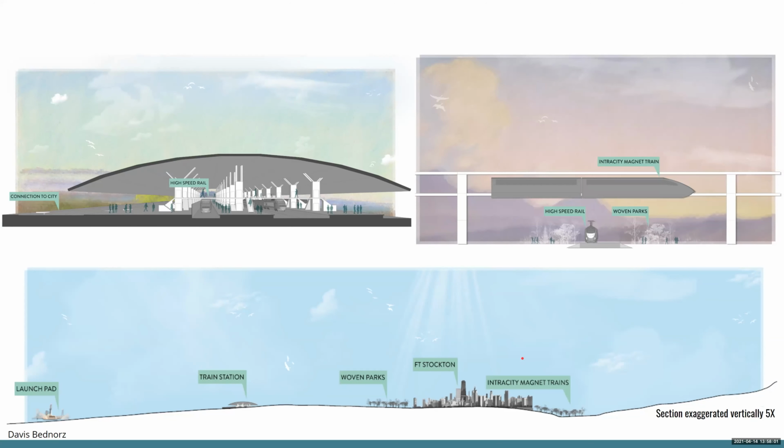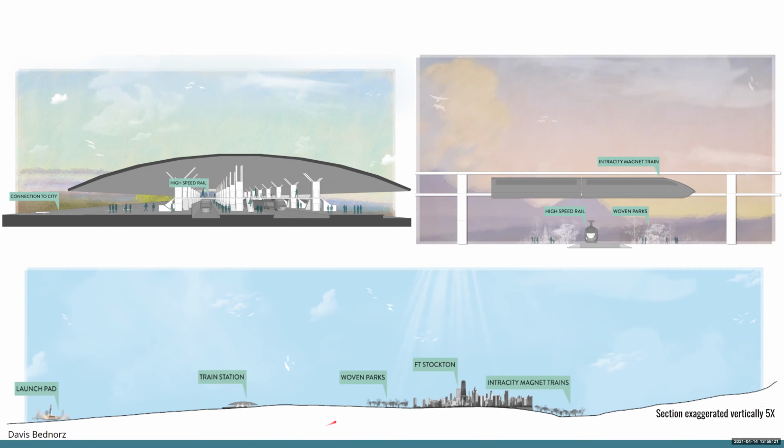So here, this is a closer look at some of the prototypes in greater detail. Starting on the bottom, we have just the whole city section. It's been exaggerated vertically 5 times because the section I took was fairly flat, but there is still some change. So we have the launch pads outside of town, with the train station being the intermediate point where you can travel between the launch pads and town.